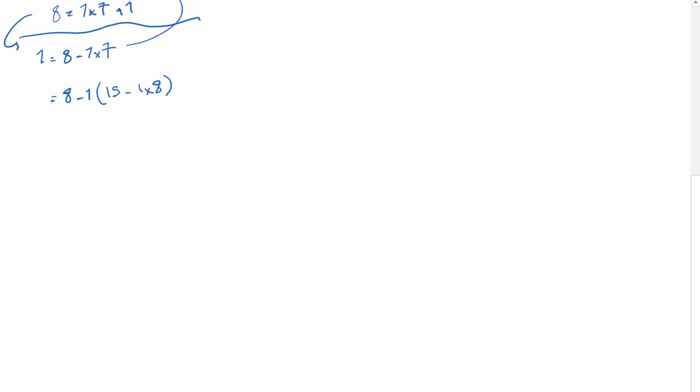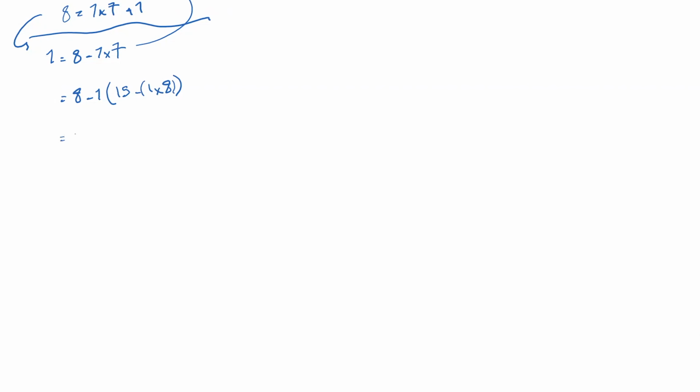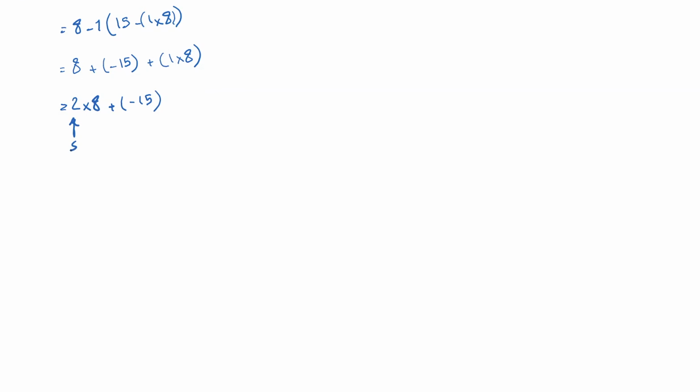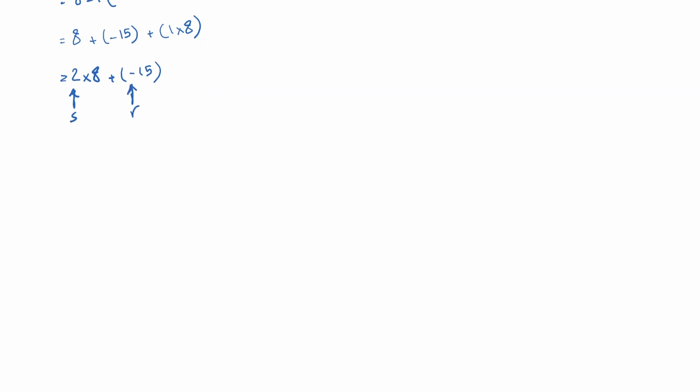So I can rewrite this to have 8 plus minus 15 plus 1 times 8, right? So if I get a factor from 8, I get 2 times 8 plus minus 15. That would be the result, right? So my S is this one. This is my R. And if you see this one, 2 times 8 minus 15, the result is always 1, right? 16 minus 15. And this is going to be my multiplicative inverse.